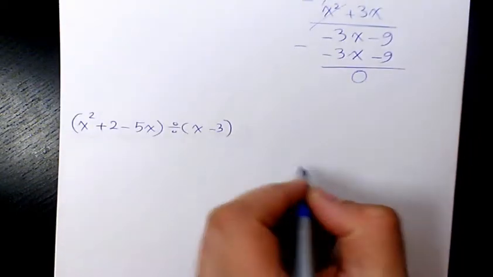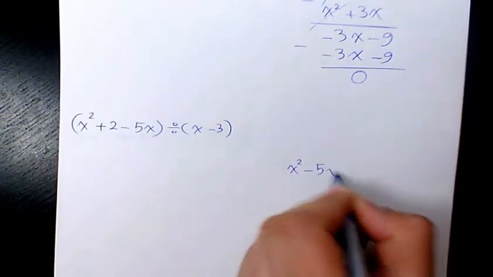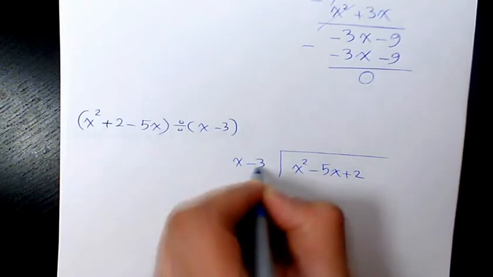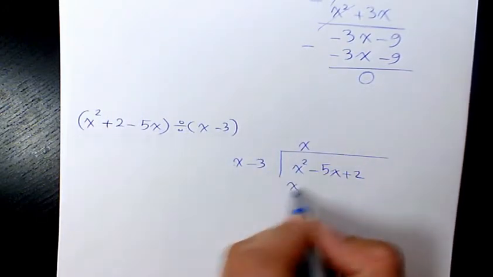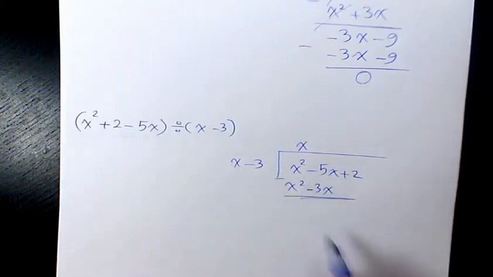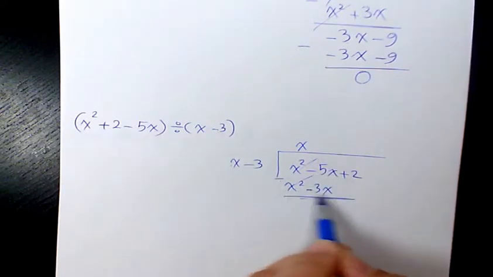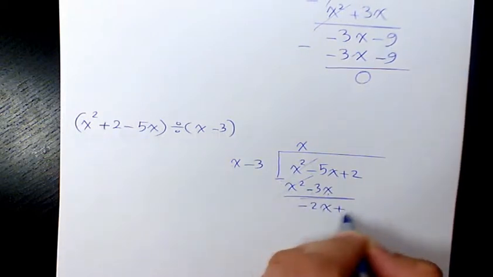Next one. X squared minus 5x. We need to write this one first. Plus 2 divided by x minus 3. X squared divided by x, x. X times x, x squared. X times negative 3, negative 3x. When you subtract it, these two cancel out. Negative 5x minus negative 3x will be negative 5x plus 3x. So it's negative 2x plus 2.